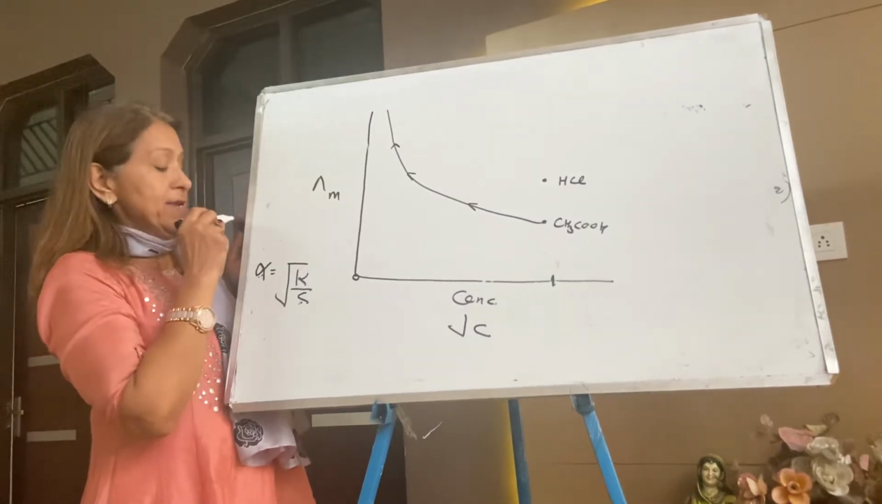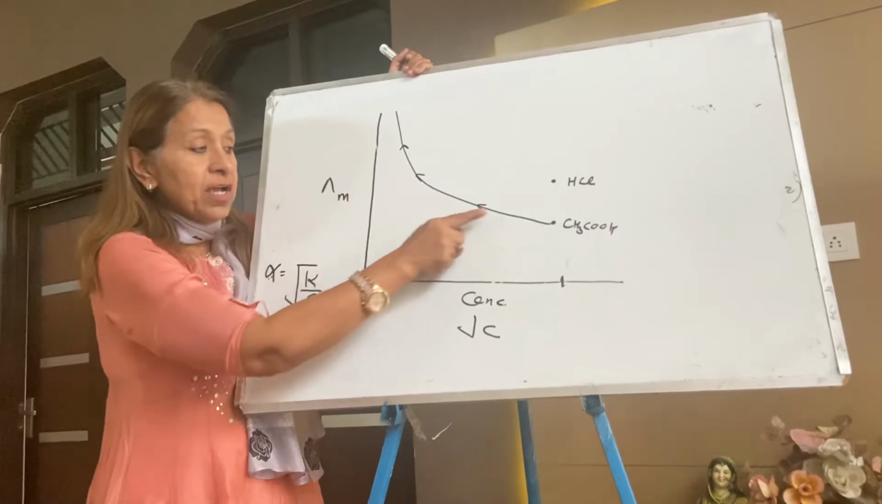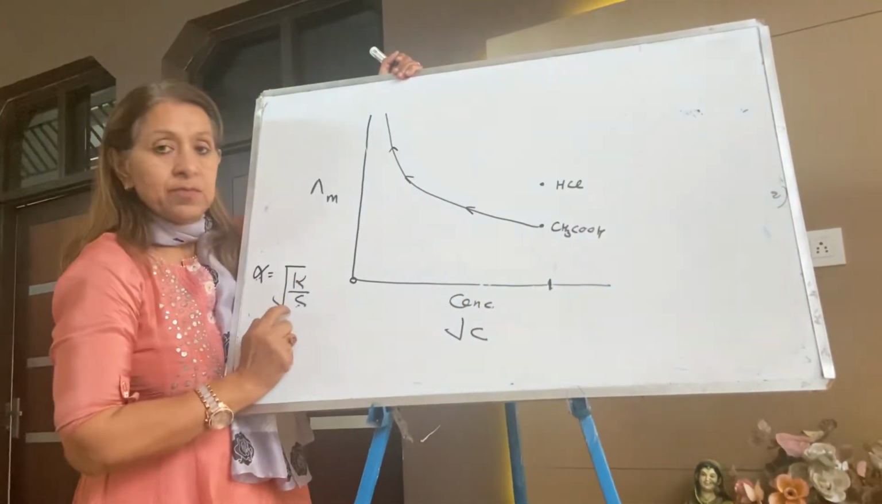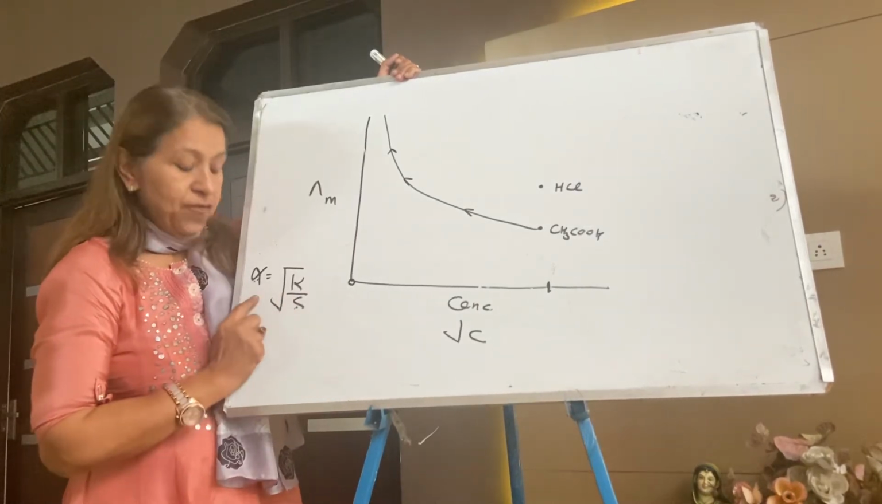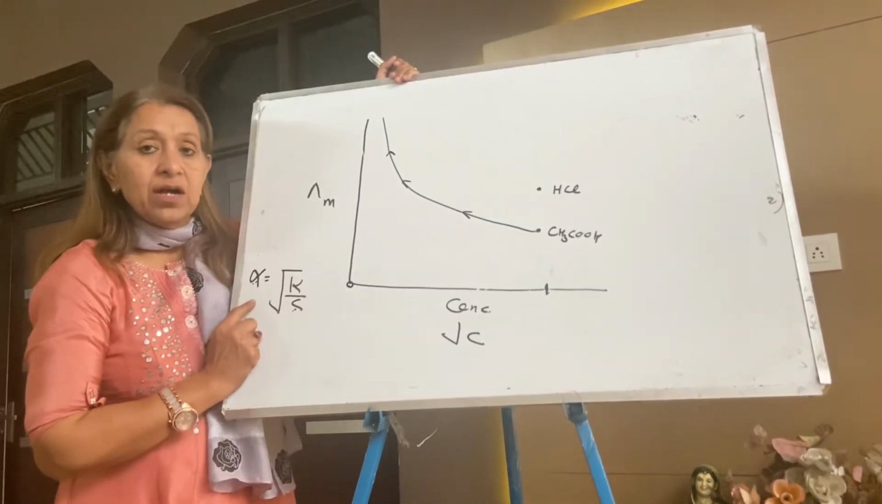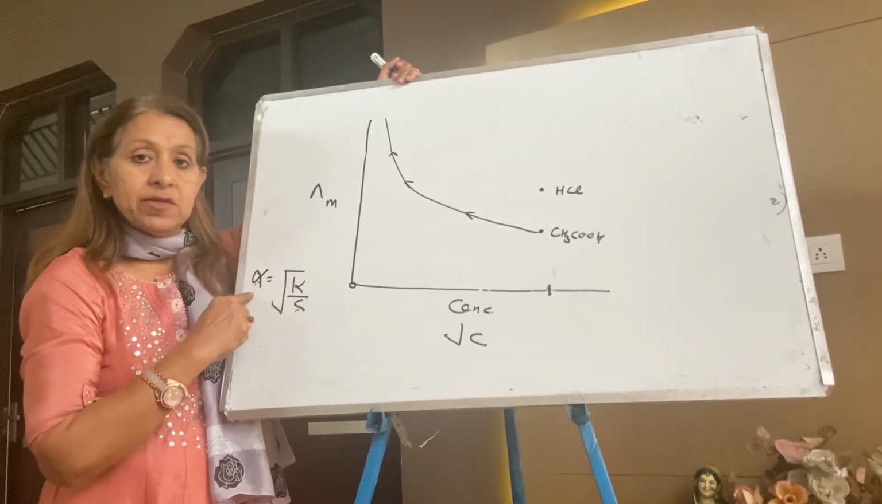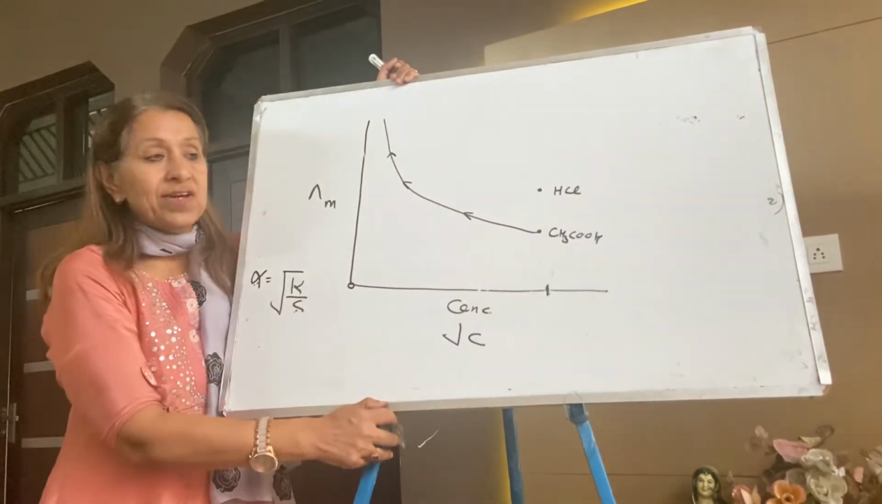Now, again, if anybody asks you why lambda m of the weak electrolyte sharply increases on dilution, answer is on dilution, concentration decreases, alpha increases. What is alpha? Degree of dissociation. More the degree of dissociation, more the ions, more the conductance. So alpha increases, so lambda m increases fastly.